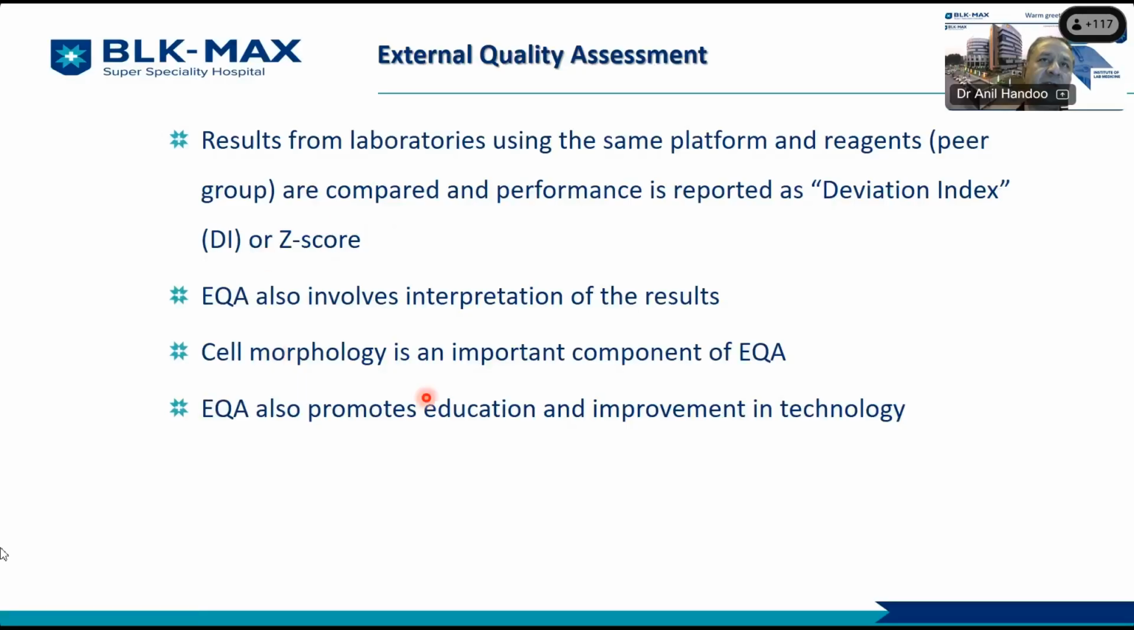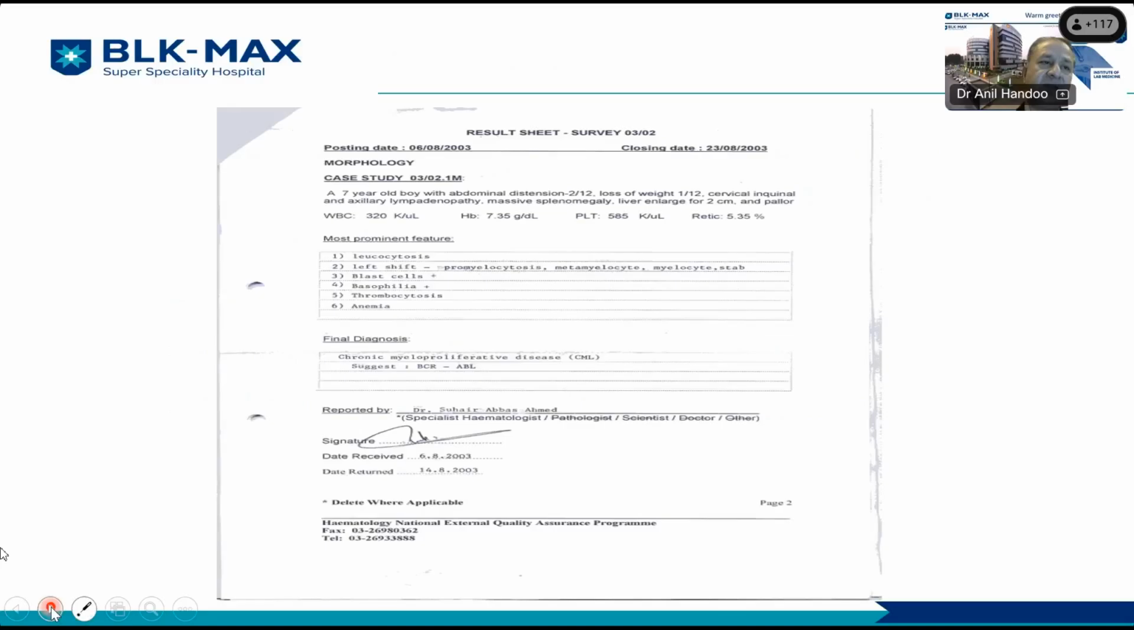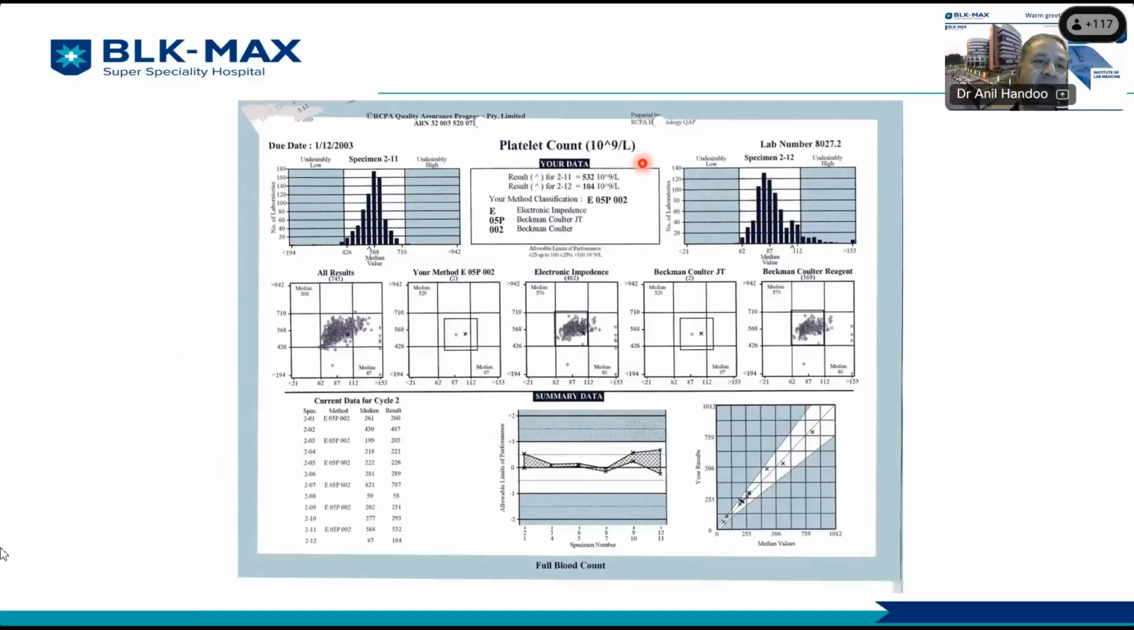And of course, cell morphology, or even the retics, which are actually done manually, also need to have a component of EQA. All this should be done. I know we don't have it in the majority of the cases, but this is done by some of the people. For example, this one is from the RCPA, which is the Royal College of Pathologists, Australia. This is from the AIMS EQA program, and this part of it is from the RCPA.